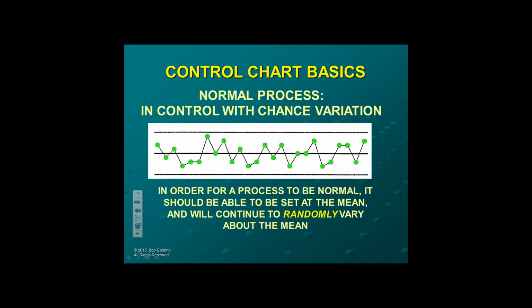Let's take a look at the normal process and go back to exactly what we expect to see in a normal process. In order for a process to be normal, it should be able to be set at the mean. It will continue to randomly vary about the mean. And here's a key point: without any operator intervention.